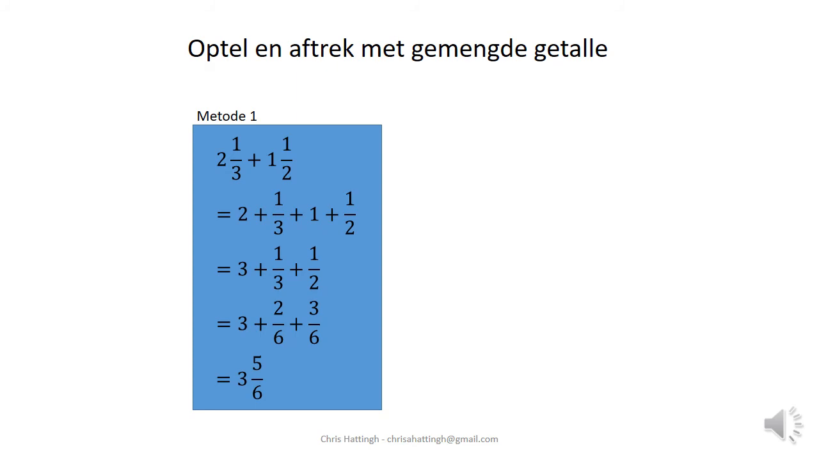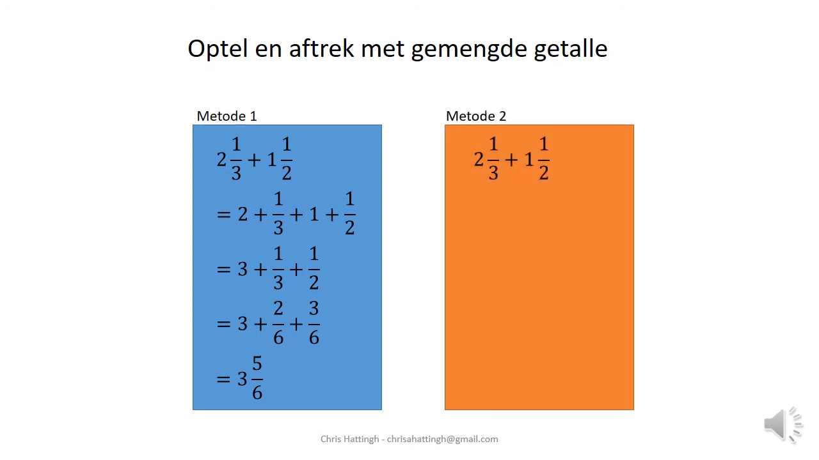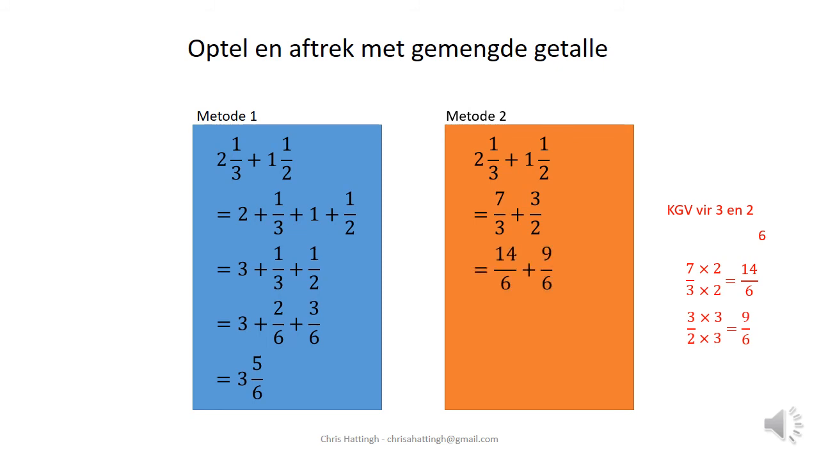5 over 6. Method 2, make it improper. So it's going to be 7 over 3 plus 3 over 2. Get a common denominator, which will be a 6. So you're going to take the 7 over 3, and you're going to multiply it by 2, the top and the bottom. That's going to change to 14 over 6. The 3 over 2, you're going to multiply it by 3, and you're going to get 9 over 6. So your new sum will be 14 over 6 plus 9 over 6. That gives you 23 over 6. Make it a mixed number. It's going to be 3 and 5 over 6.